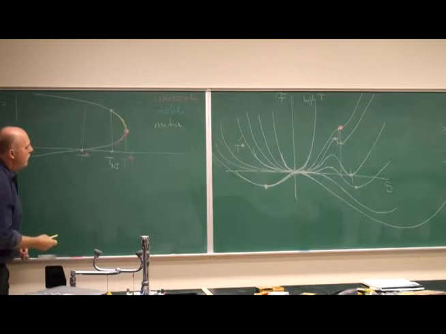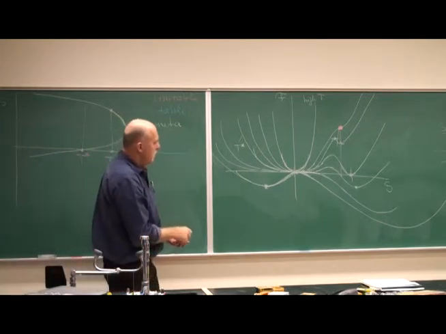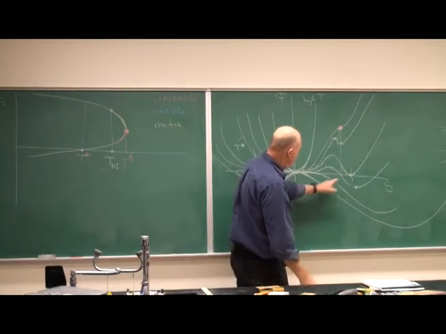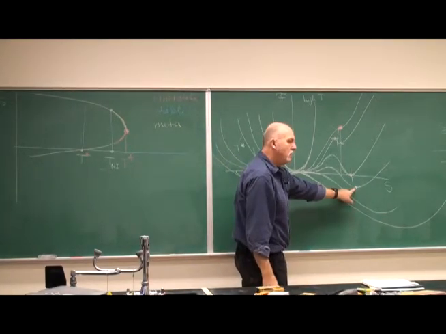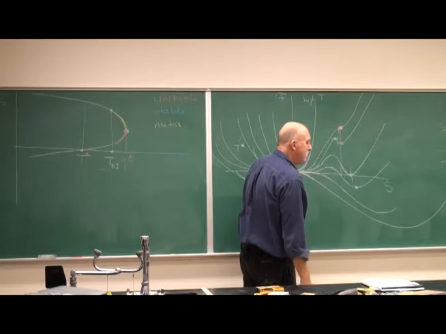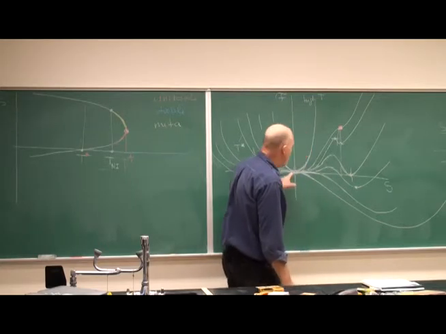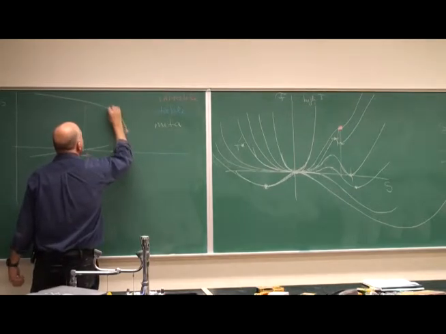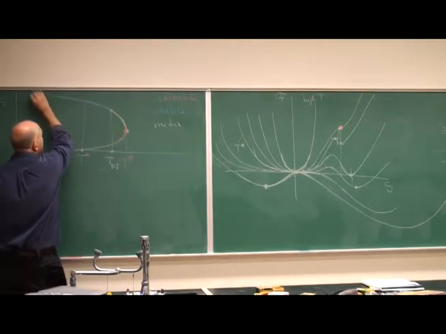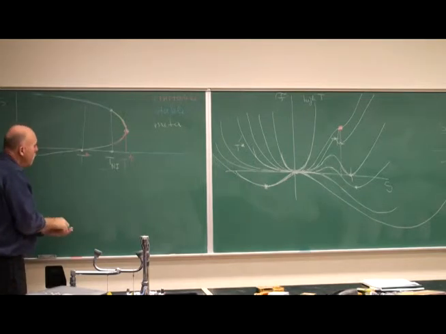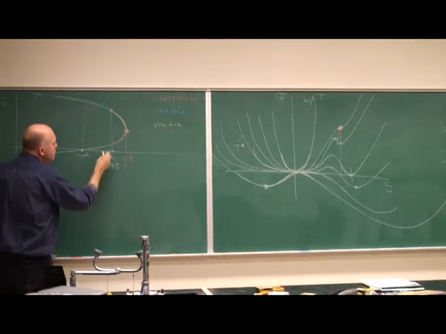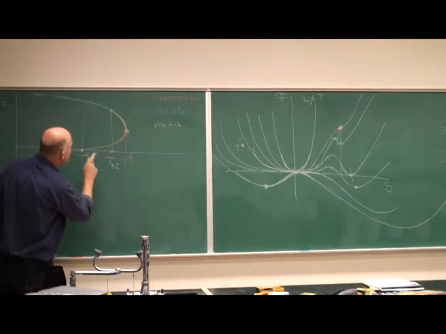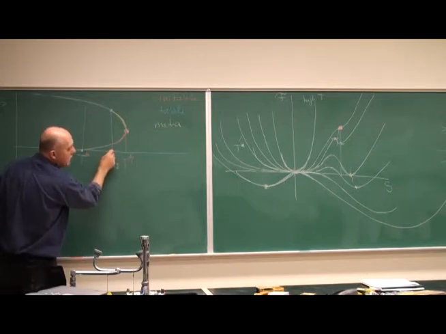Now, after this point, what happens? What is stable? This is stable, and this becomes metastable. So this becomes stable, and it's going to stay stable forever. And this branch, the zero solution, becomes metastable.